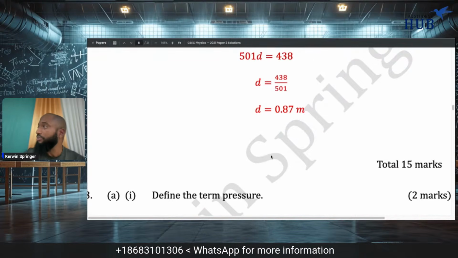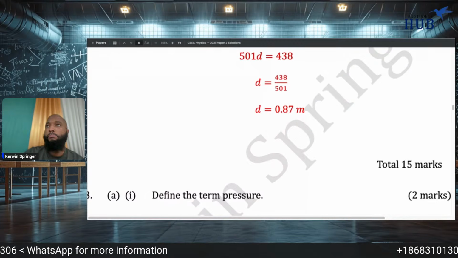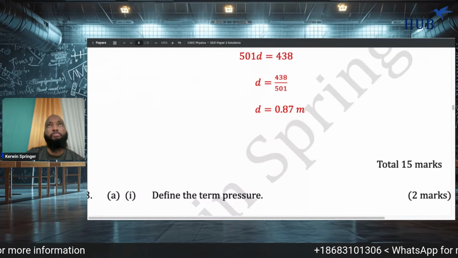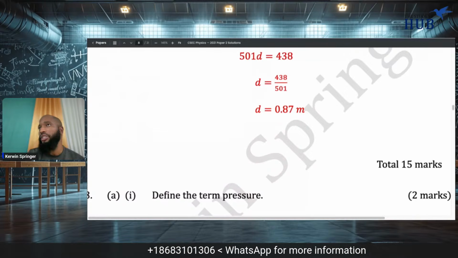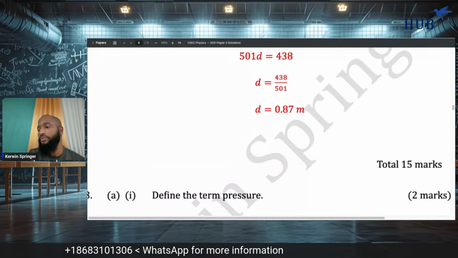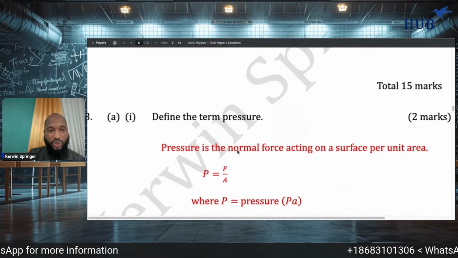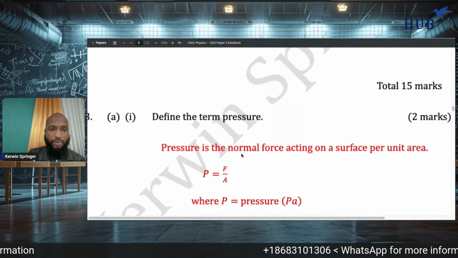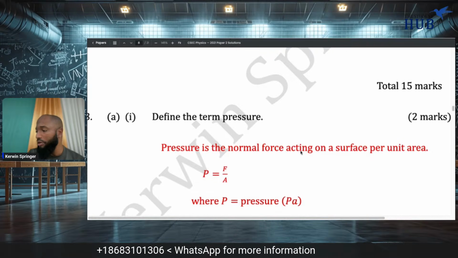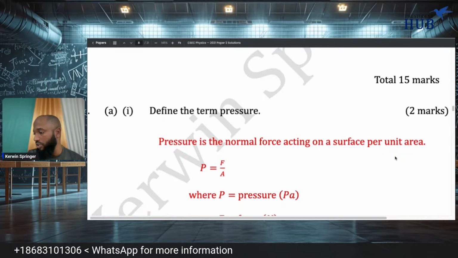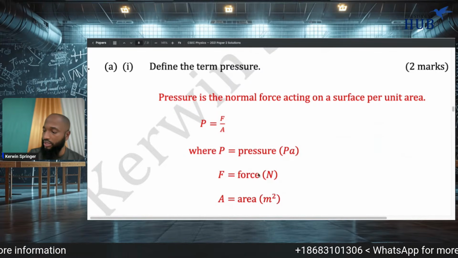Define the term pressure. How would you define pressure? And then you would give the formula, which is P is F over A. The only thing I would add is the word normal. When you say normal in maths and physics, what does it mean? Perpendicular. So pressure is the normal force acting on a surface per unit area. P is equal to F over A. Write all your units.